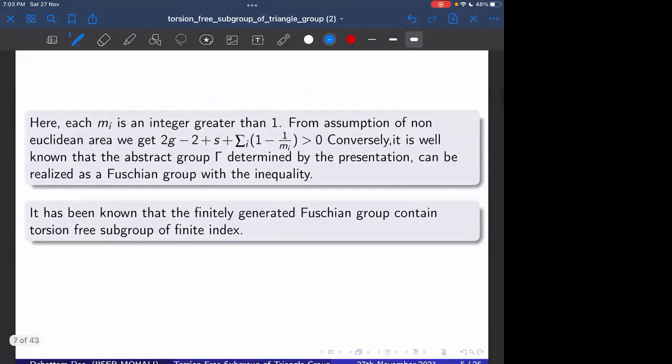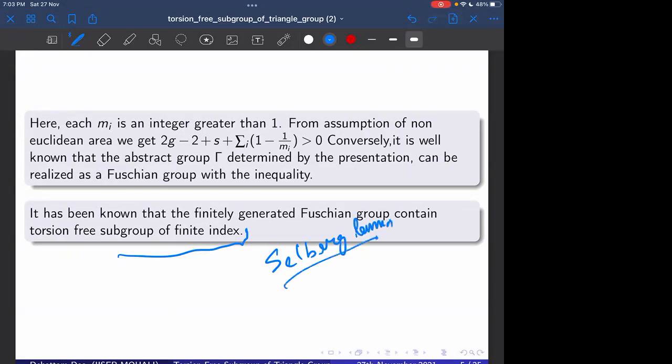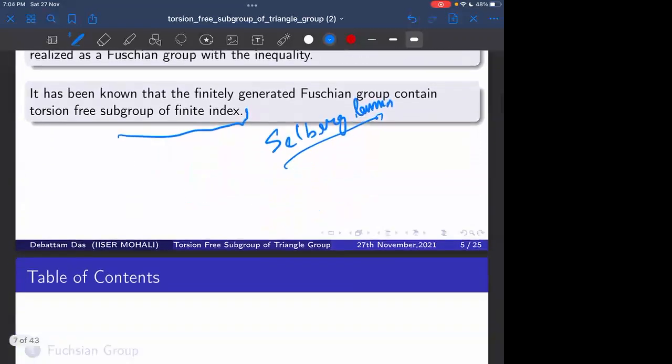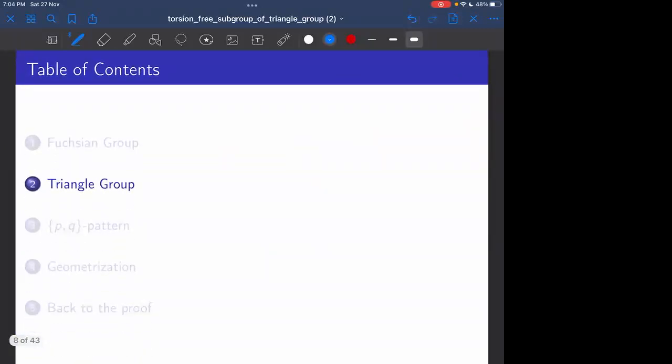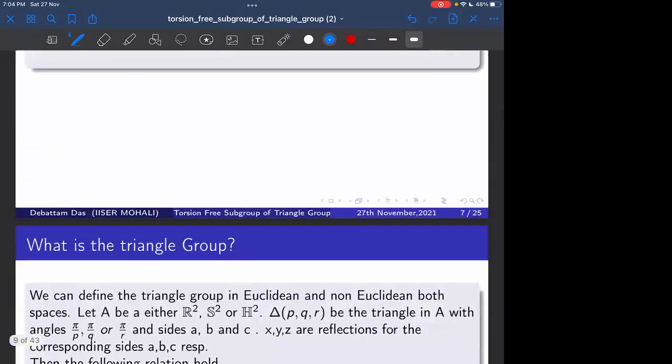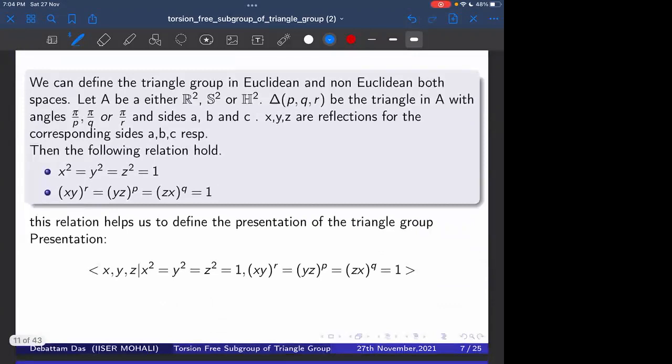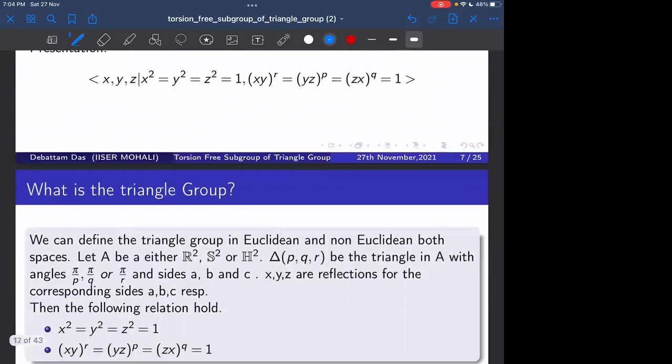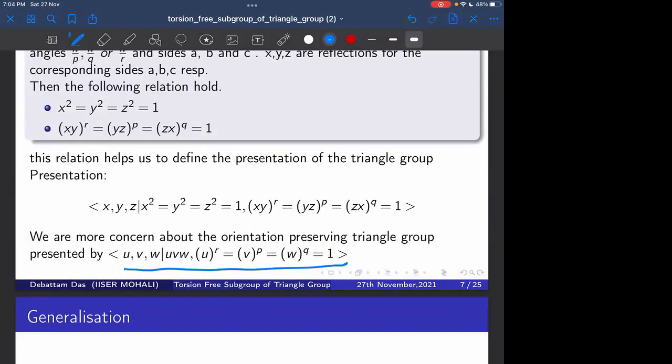Another thing: a finitely generated Fuchsian group contains a torsion-free subgroup. This is a known result, actually coming from Selberg's lemma, which says that any finitely generated linear group has a torsion-free subgroup of finite index. Another thing known to all of us is the triangle groups. I'm taking the orientation preserving triangle groups, which are the index 2 part, presented like this.